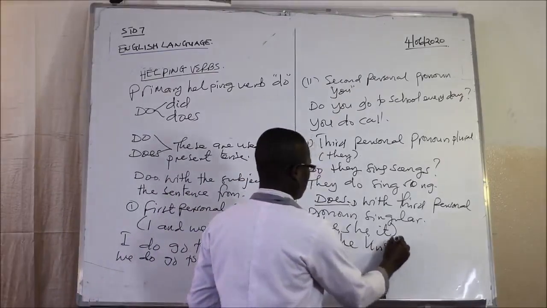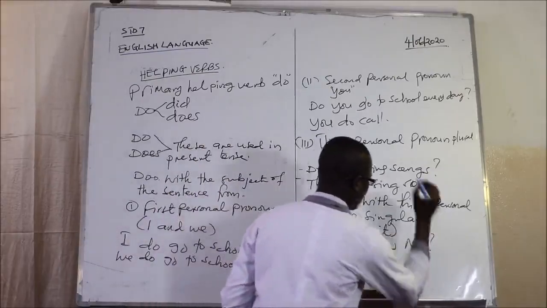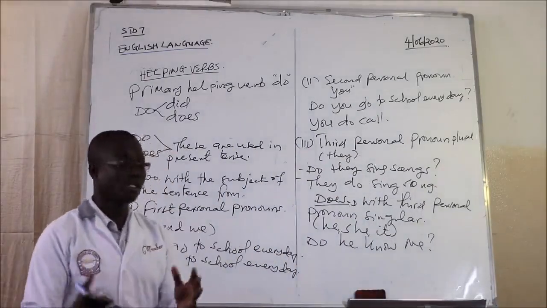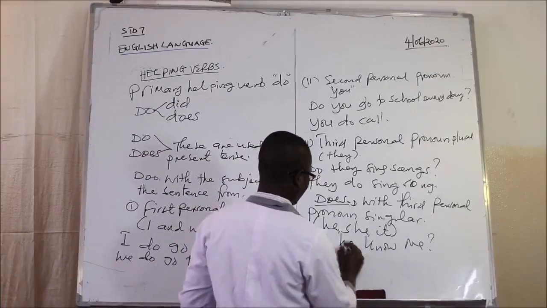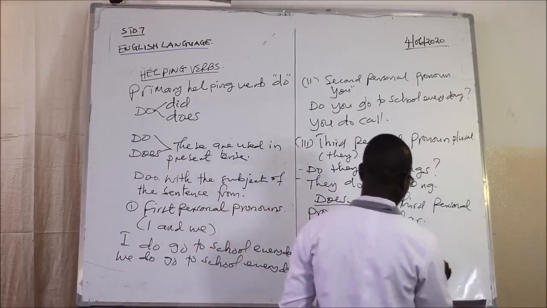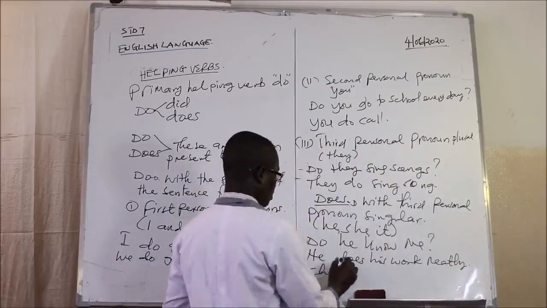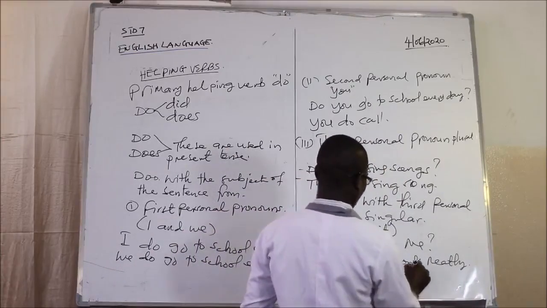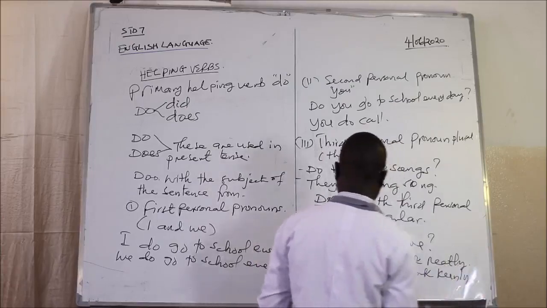Does he know me? Because it has begun with the helping verb do, our sentence ends with a question mark to show you that it is a question. It is a sentence in question form. Or, he does his work neatly. She does her work keenly.